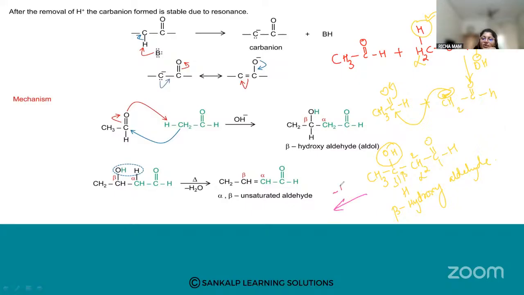Further, there will be loss of a water molecule, like this. And what I am going to get is CH3 CH double bond CH C double bond O H. It is an enal system, but 2-enal. So 1, 2, 3 and 4. The carbonyl carbon should get the least number, so I am going to get the butenal system. Understood?